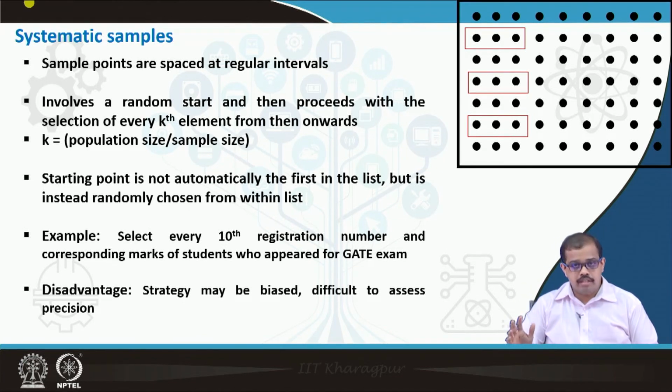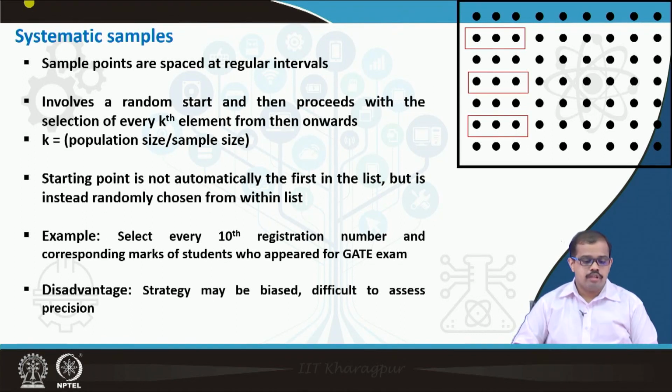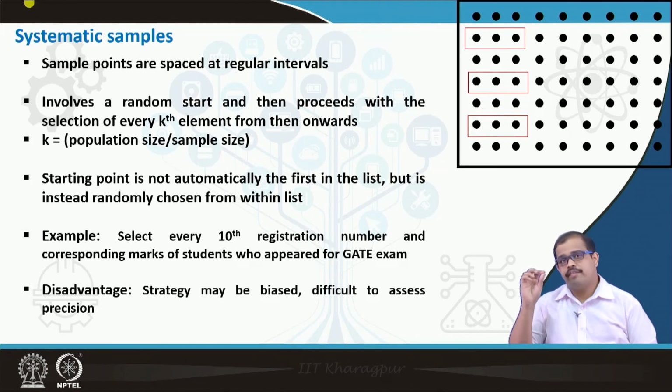If you look at this, the main disadvantage that you may come across is that it may be very biased. You may be looking at only a specific aspect, and biasing your entire data set towards understanding only that aspect, while the others may not be understood clearly. To give you a fair example, take every 10th registration number and the corresponding marks of the student who appeared for the GATE exam. It doesn't mean that every 10th student has scored extremely well or extremely badly. It is just a kind of sampling, so it may be biased.